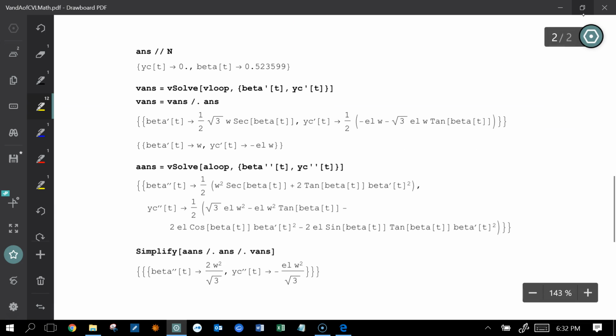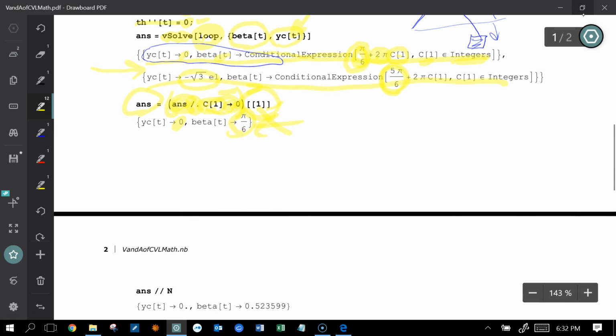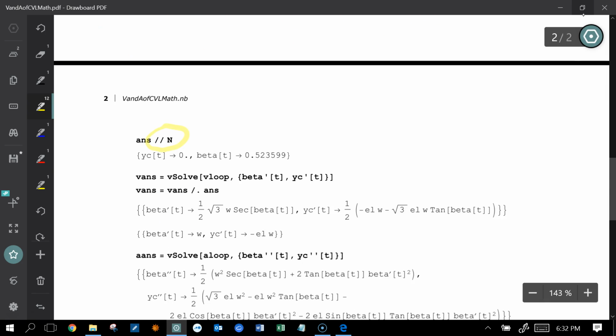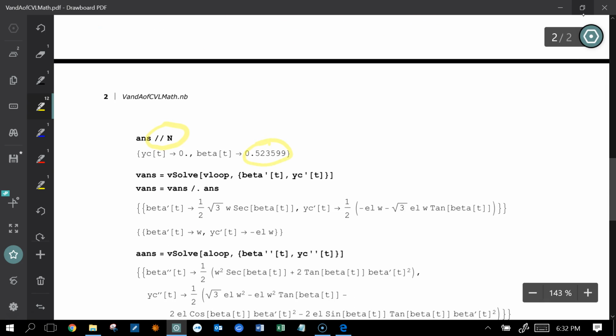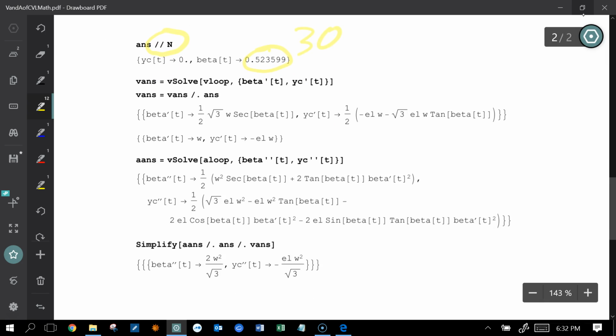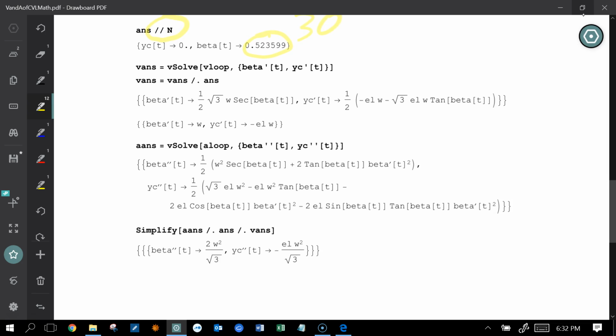Now I see that and I go, well, I don't like pi over 6. So here's another little gizmo. If you do divide, capital N, it'll give you everything as a number. So pi over 6 turns into 0.5. But these are still radians. If you convert that, you'll find out that's 30 degrees. So it'll tell you that beta is 30. That's what's nice about the roots. Okay, now let's keep going. What I want to do is solve for the velocity.